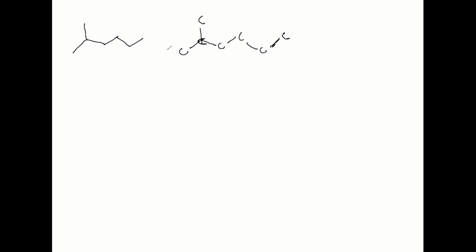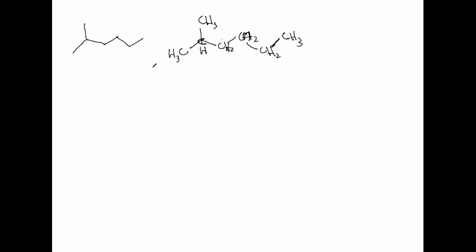Now we can add the hydrogens like this. I'm just going to abbreviate it like the condensed form. There's going to be a hydrogen here, and then there's going to be 2 hydrogens here, and then there's 2 hydrogens. And then there's 2 here, and then there's 3 here.